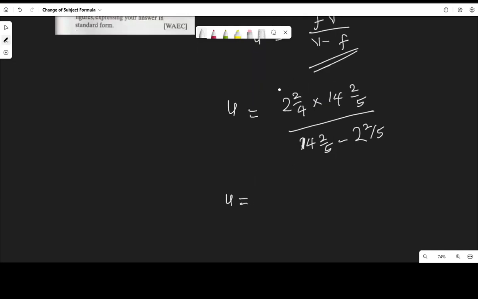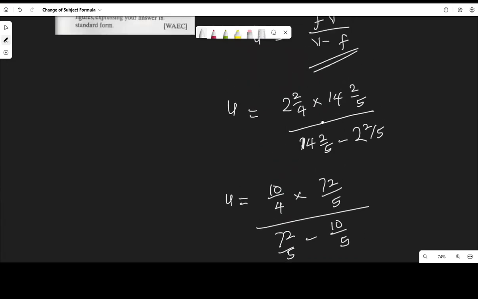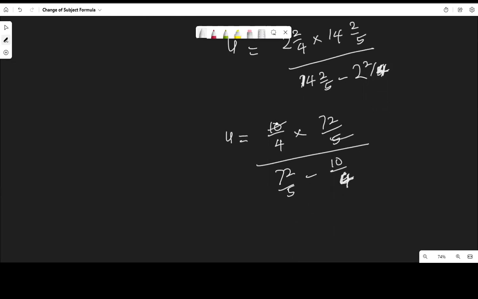U therefore will be, let's change this to the improper fraction, 2 times 4 is 8, 8 plus 2 is 10, 10 over 4 multiplied by 14 times 5, 70, 70 plus 2 is 72, over 5, all over 72 over 5 minus 10 over 5. Oh, my mistake. We are supposed to be over 4, not over 5. It is 2 whole number, 2 over 4.